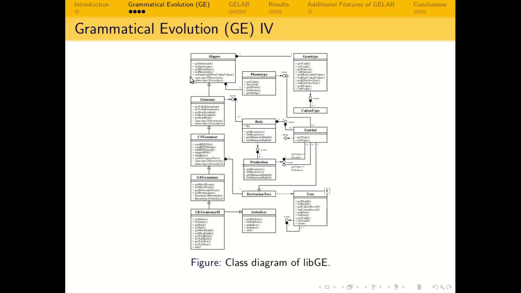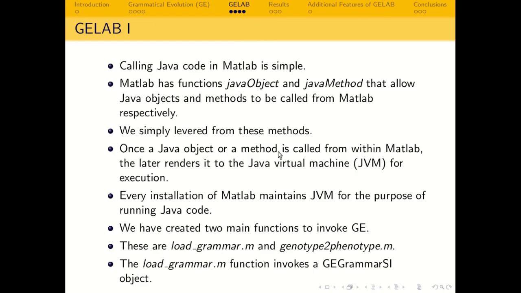What we have done is that first of all we have converted the C++ code into Java code, because it is easy to invoke Java objects in Matlab, and also because Java was a bit more convenient at that point for us, and we maintain this in our GELAB engine. So this is the mapper that we have actually converted from libg, which is in C++, to Java.